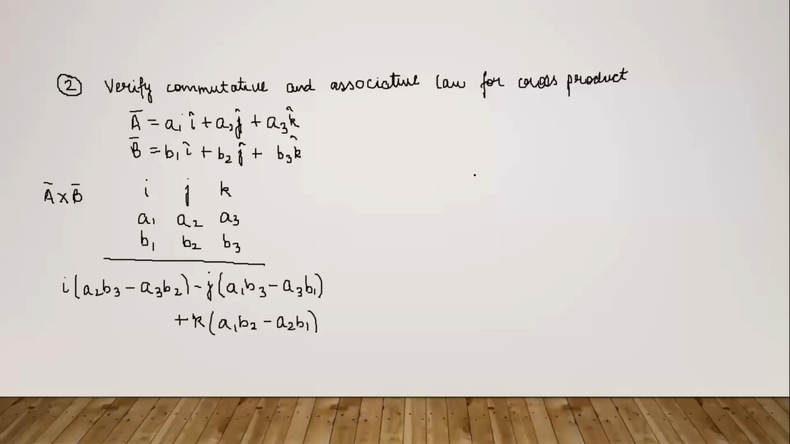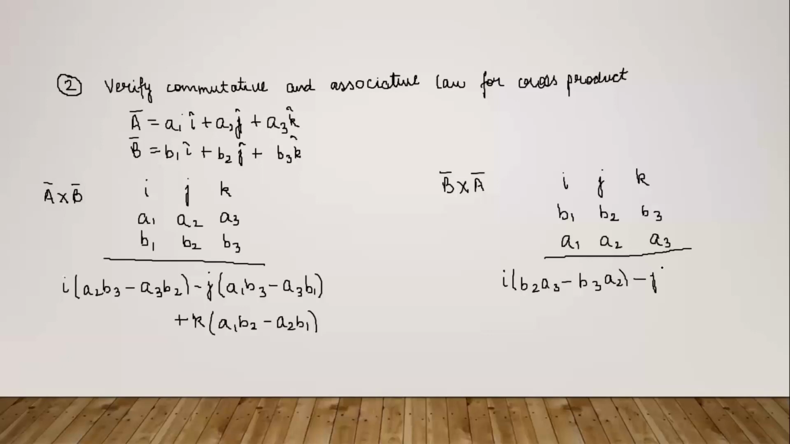Now on this side of the screen, we will calculate B cross A. i, j, k, so we will write B first. So we will write B1, B2, B3 because B is written first, then A1, A2, A3. And then we will calculate this. We will write i similarly: B2 A3 minus B3 A2. We will write minus j: B1 A3 minus B3 A1. We will write plus k, neglect this: B1 A2 minus B2 A1.